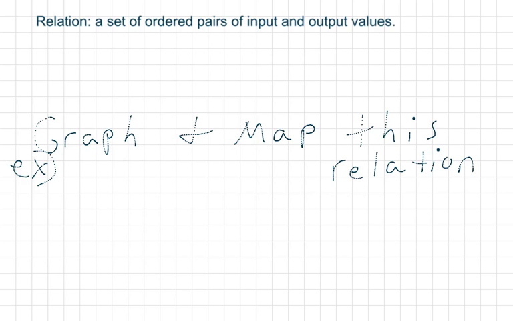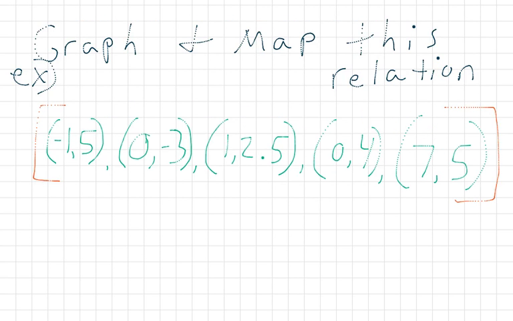So for this example, I'm going to give you a relation. So again, a set of ordered pairs. I want you to graph it, plot the points basically, and also map it, just like before. So here is the relation. It's just a set of ordered pairs. So you see I have 1, 2, 3, 4, 5 different points. And again, these are all my x's, the ones I kind of use this dark blue color for. And then this orangish red color are these y's right there.